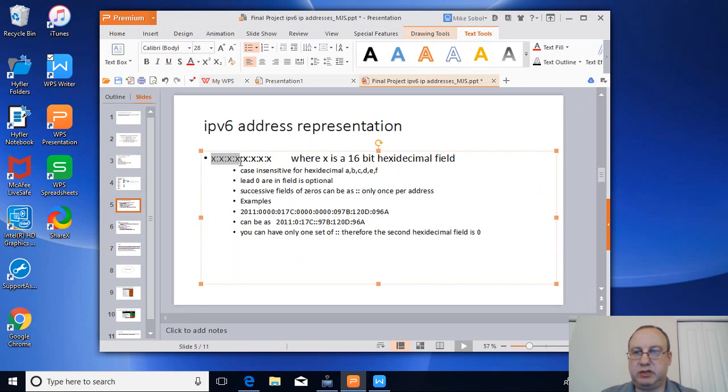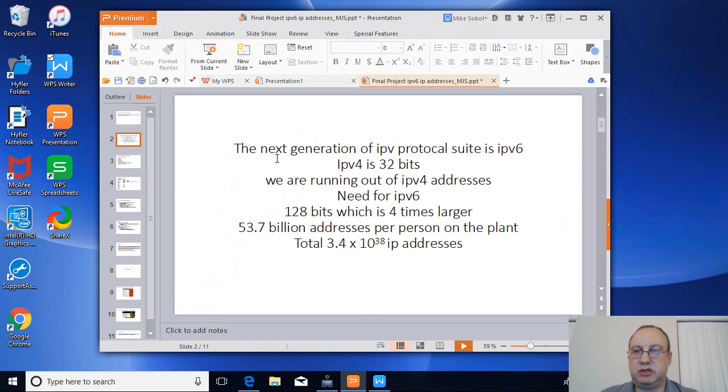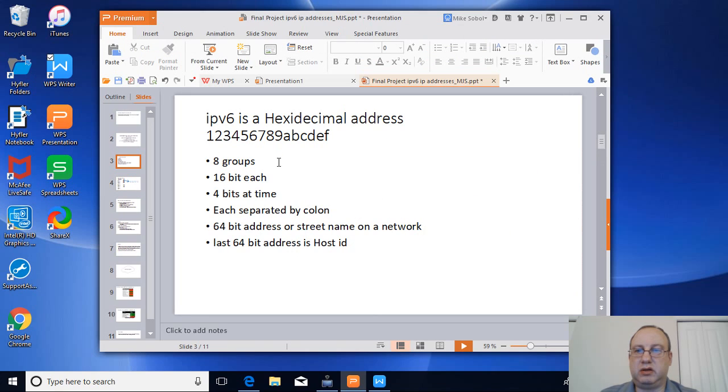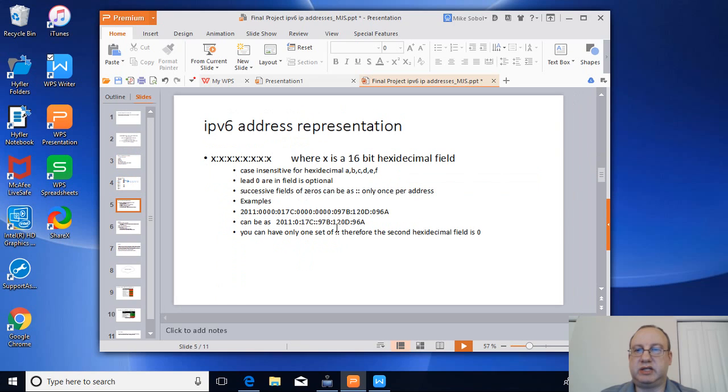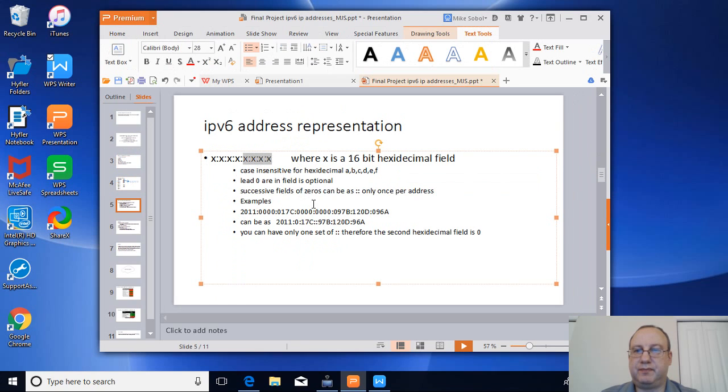So here are the 8 groups. The first 64 bits are basically the street name on a network. The last 64 bits are the host ID, the last 4 groups here, where X is a 16-bit hexadecimal field. Hexadecimal is case insensitive. You can have A, B, C, D, E, and F as capital or lowercase. The leading zeros in a field are optional.